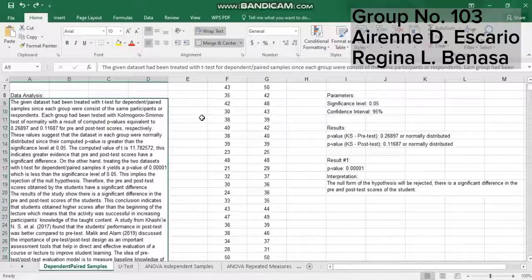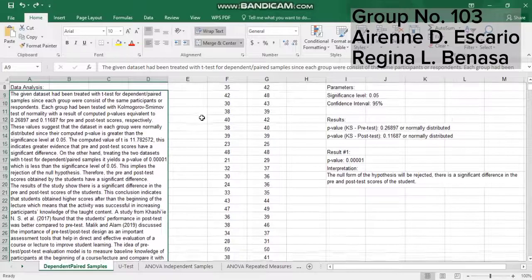On the other hand, treating the two datasets with t-tests for dependent or paired samples, it yields a p-value of 0.0001, which is less than the significance level of 0.05. This implies the rejection of the null hypothesis. Therefore, the pre and post-test scores obtained by the students have a significant difference.